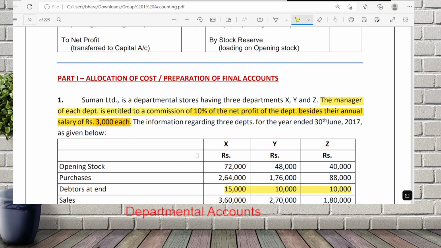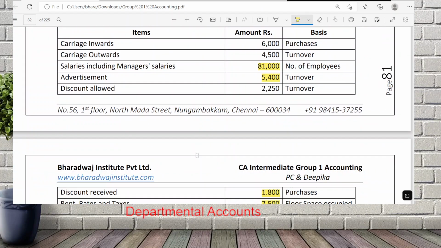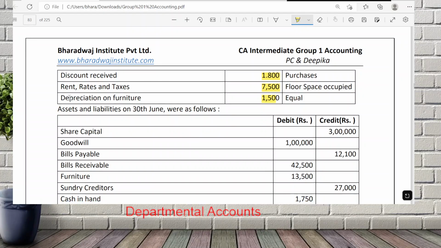Depreciation is specified to us, clearly given to us. Depreciation on furniture 1,500, apportion on what ratio? Equal ratio. When it is directed to us, go with that.